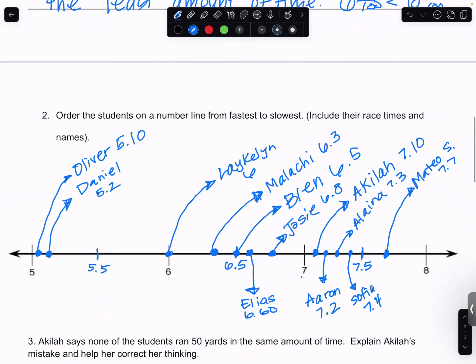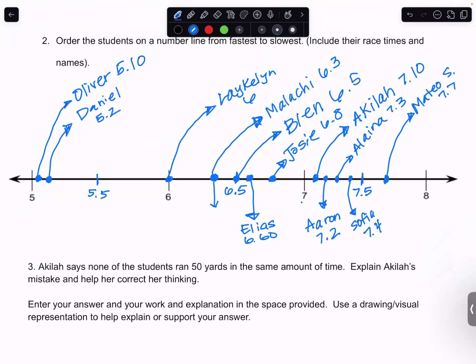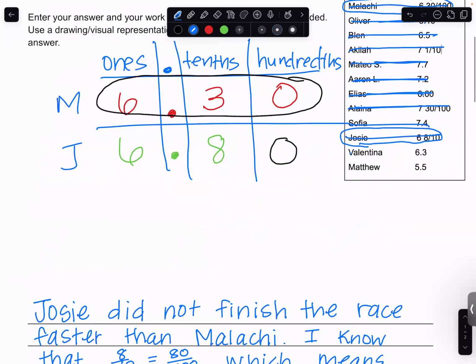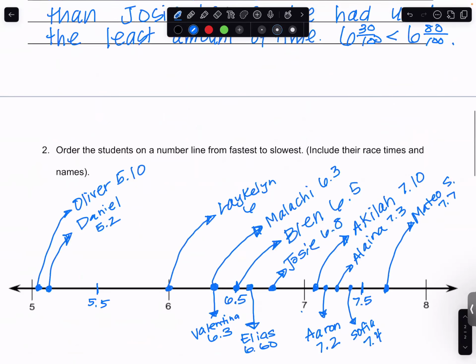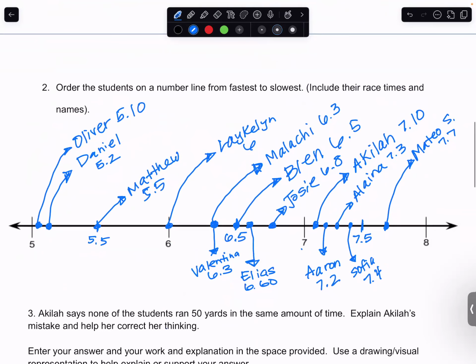Valentina is 6 and 3/10, which is the same as Malachi. So they share the same point. All right. And then Matthew is 5 and 5/10, which is halfway between 5 and 6. Matthew. Alrighty. So now we have the students lined up from the fastest to the slowest.